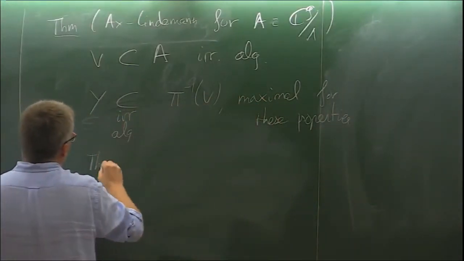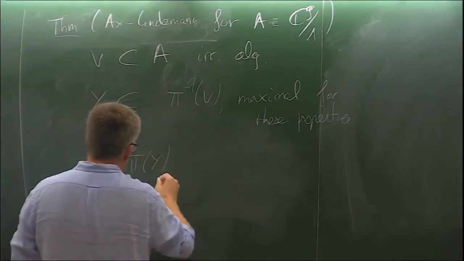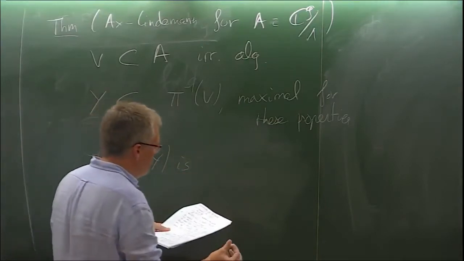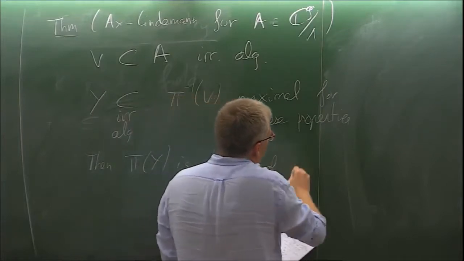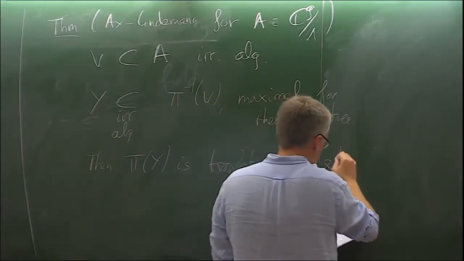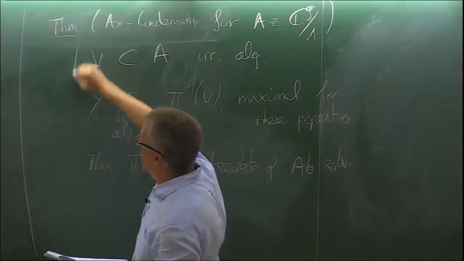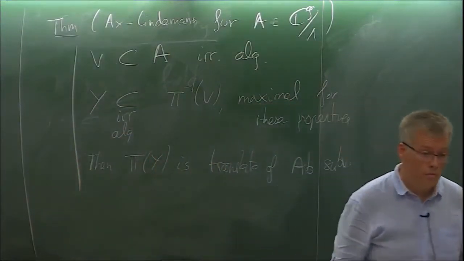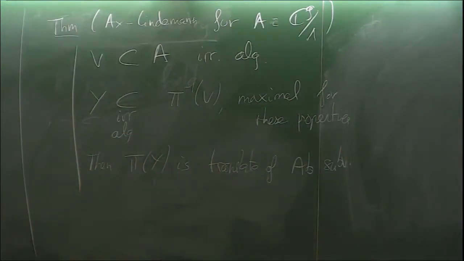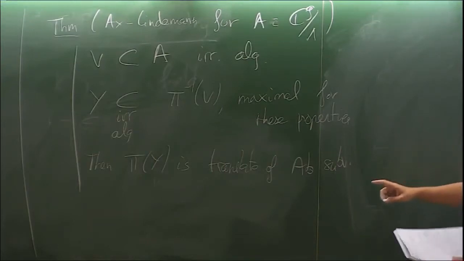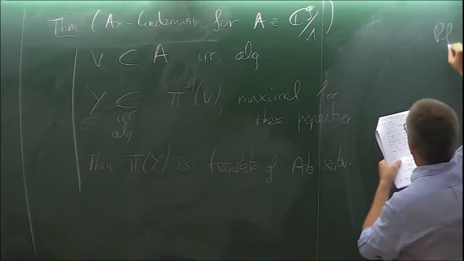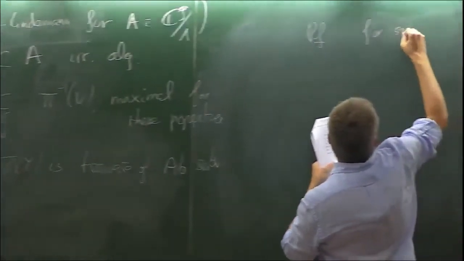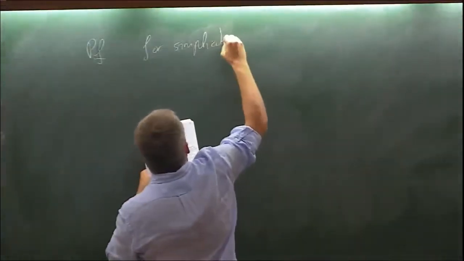Then the claim is that pi of y is bialgebraic, namely the translate of an abelian subvariety. This is what you want to prove. Okay, so I will not give the full proof. I will do the easy case where I assume that A is simple. So for simplicity, assume A is simple.